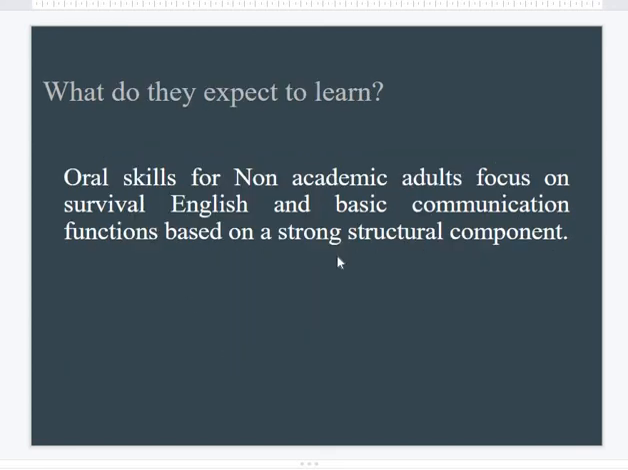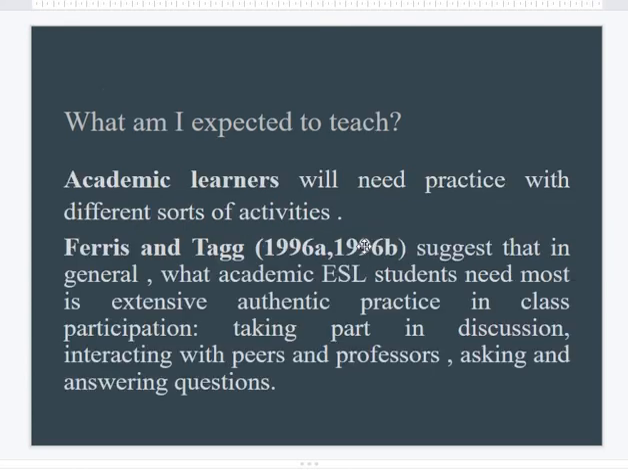And the next question arises: what do they expect to learn? Oral skills for non-academic adults focus on survival English and basic communication functions, based on a strong structural component. But when it comes to academic students, you need to keep in mind that the expectation of the learners is that you must enable your students to read, write and speak in all types of academic activities properly.